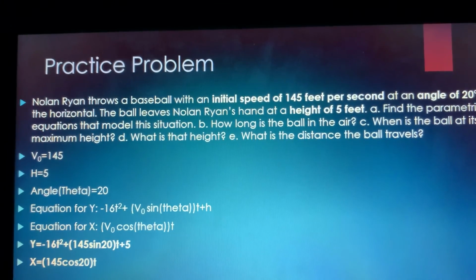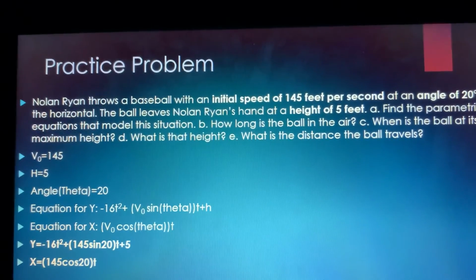Nolan Ryan throws a baseball with an initial speed of 145 feet per second. So we know that our v sub 0 is the initial velocity or speed. That's 145 feet per second. At an angle of 20 degrees to the horizontal. So an angle of 20 degrees just means theta, or our angle, is 20 degrees. The ball leaves his hand at a height of 5 feet, so we know our h value is 5. It's 5 feet in the air before it starts.